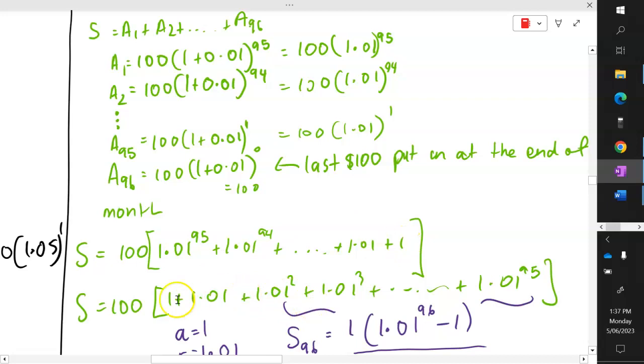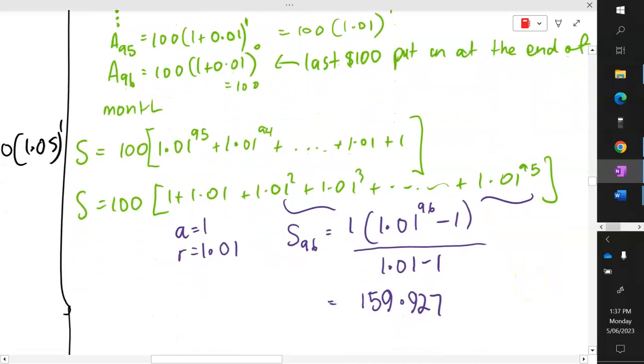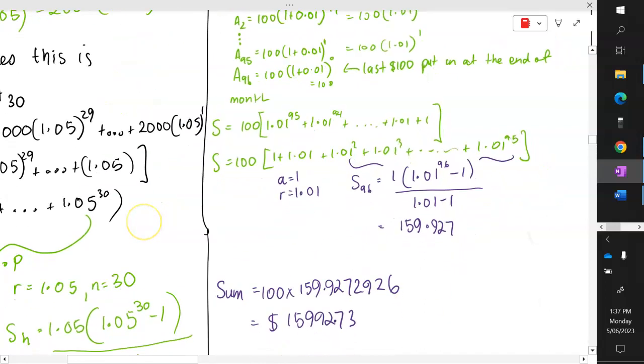So when I flick my sequence around, my first term now is 1. My last term is the 1.01 to the power of 95. So just be really careful in doing these end of month ones, or end of period installments, that we're going to get an A most generally as that first term. The ratio is still the 1.01. So when we're summing this one up, just be careful. And we're going to end up with our S to the 96 being our sum of the series times 100.